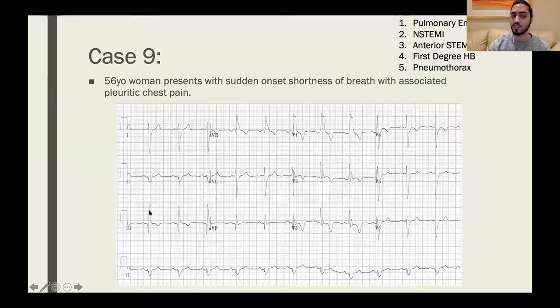That is a large Q wave. If it's more than 25% of the whole QRS complex, you classify it as a pathological Q wave, a sign of previous ischemia or a sign of what this could be. So you've got your Q wave and you've also got your inverted T wave here. This sign is called S1Q3T3.